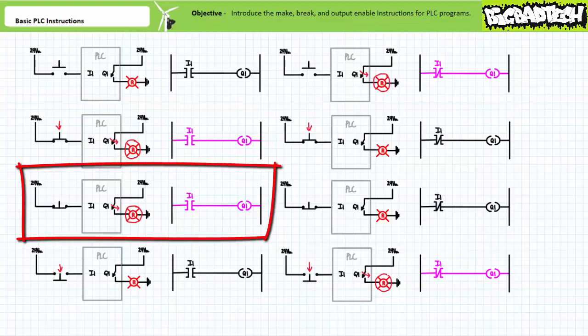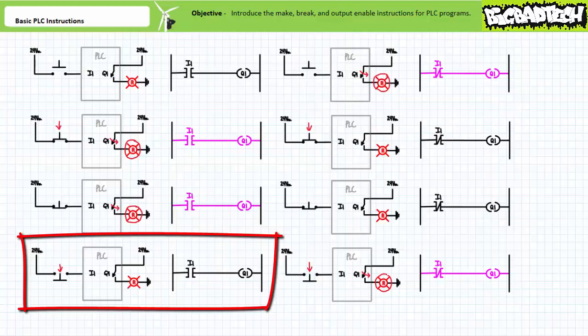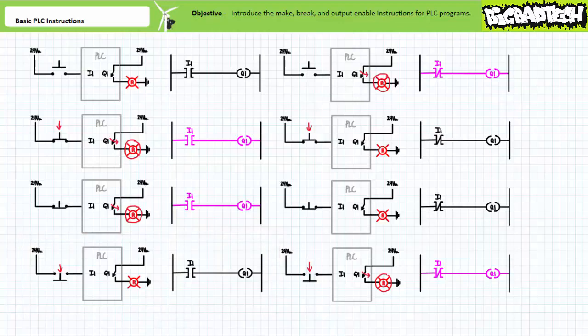Consider a normally closed switch in the deactivated closed state, instantiated in a PLC program as a make instruction. In the deactivated closed state, this switch delivers a logical 1 to the input, and the make instruction does allow logical continuity, and the output is energized. Consider a normally closed switch in the activated open state, instantiated in a PLC program as a make instruction. In the activated open state, this switch delivers a logical 0 to the input, and the make instruction does not allow logical continuity, and the output is de-energized. Now let's examine the same 4 situations using the break instruction.